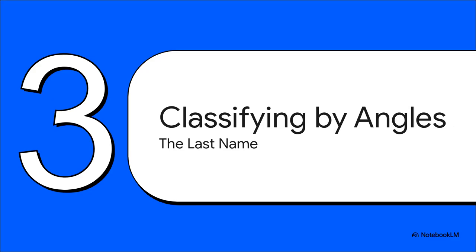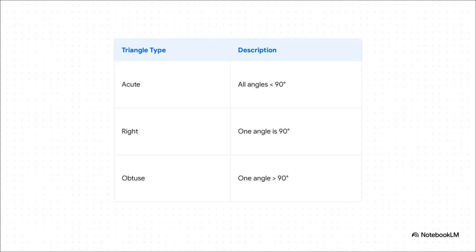All right, so we've got the first name down. Now it's time for the last name. And for this one, we have to look inside the triangle, at the size of its corners, or as we call them, its angles. And again, we've only got three choices, and the magic number here is 90 degrees. If all three of its angles are smaller than 90 degrees, it's an acute triangle. If it has one perfect 90-degree corner, like the corner of a book or a piece of paper, we call that a right triangle. And if it has one angle that's even wider than 90 degrees, it's obtuse.